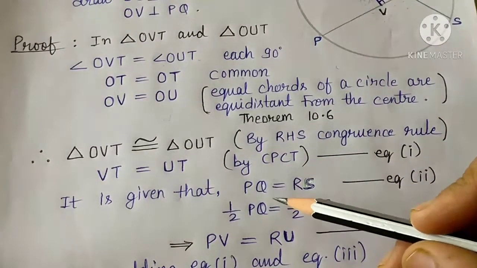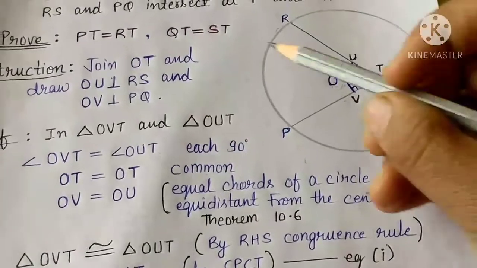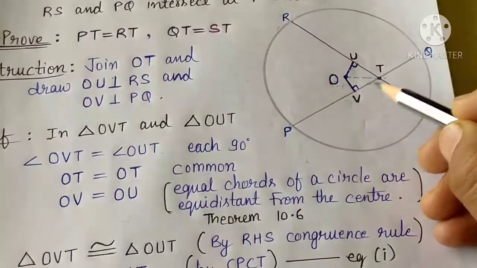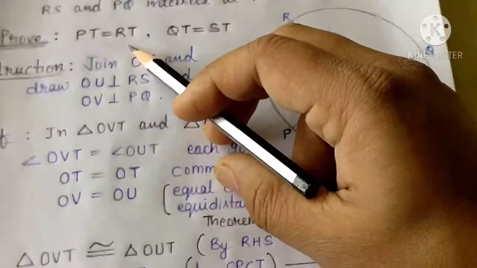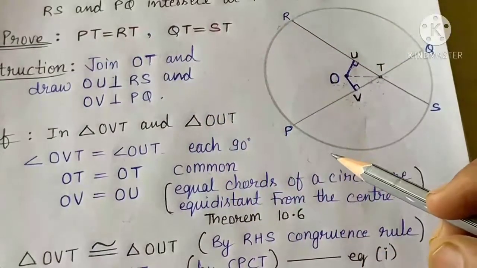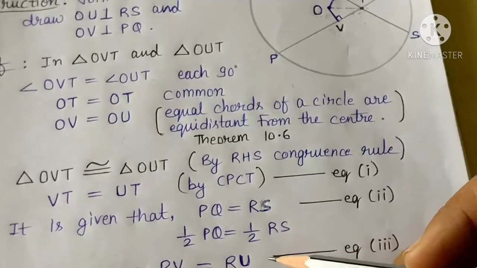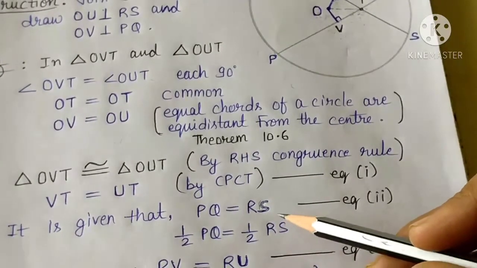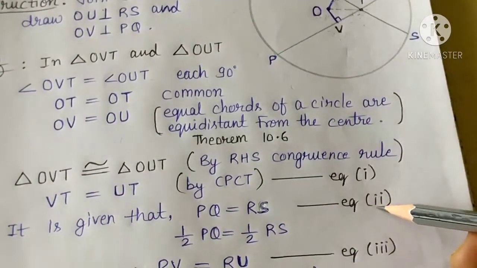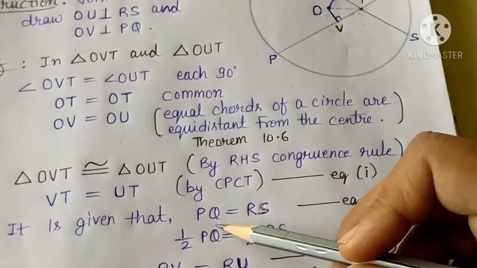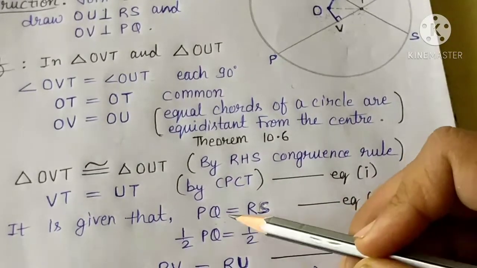It is given that PQ equals RS. We have proved one part, that VT equals UT. Still we have not proved PT equals RT and QT equals ST. So what we are saying is that it is given that PQ equals RS. It means the two chords are given equal. We have assumed that it is equation second. Now since PQ equals RS, therefore their halves are also equal to each other.